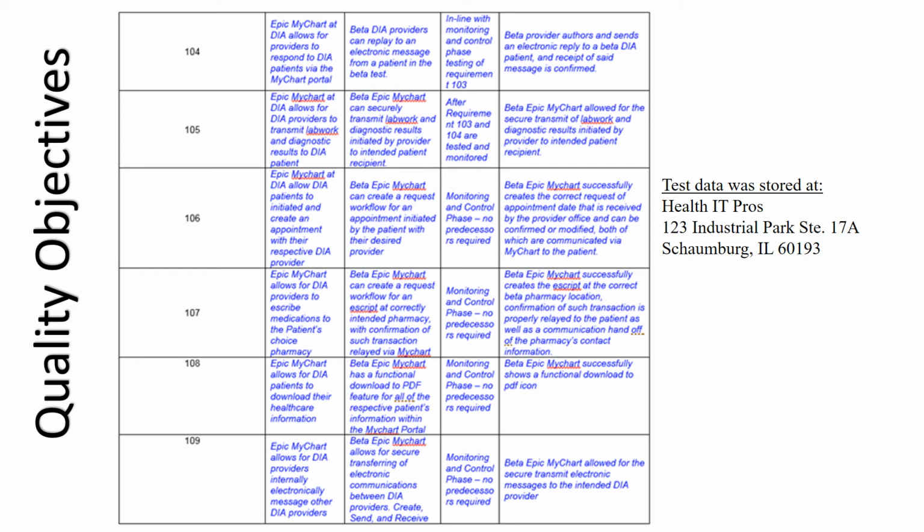The quality control process has included beta testing and monitoring of technical frameworks of secure messaging between patients and provider, provider to patient, and provider to provider. The beta has also included secure login success with a 6-week automated prompt of password reboot. The ability in the beta to securely download healthcare information is also tested, as well as the eScribe capabilities as well. And our test data was stored at our headquarters in Schaumburg, Illinois.